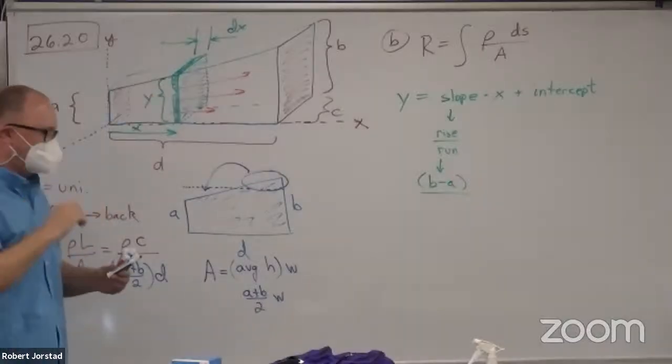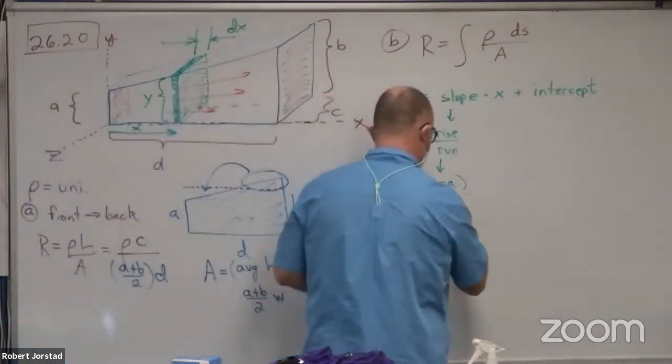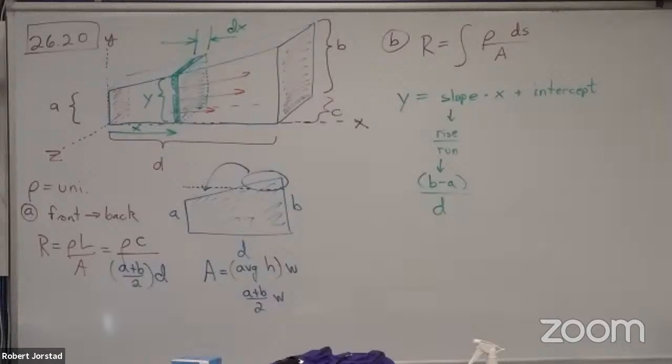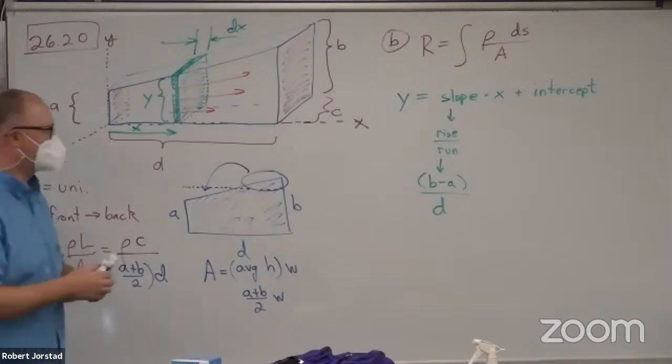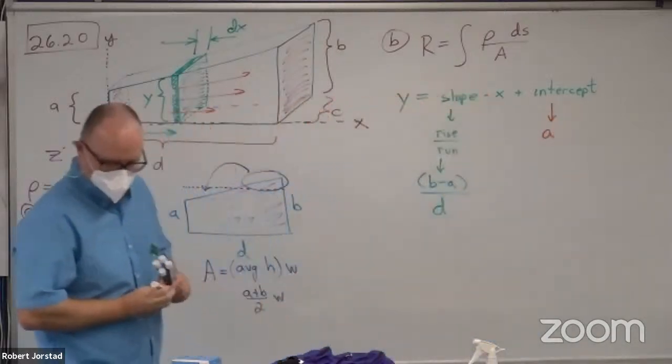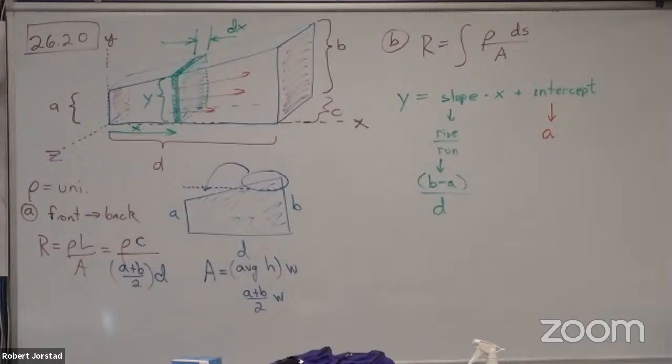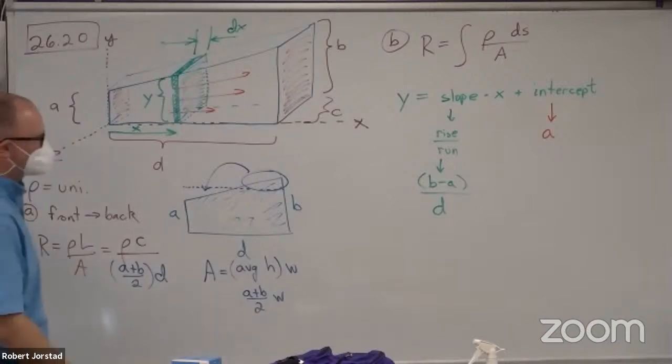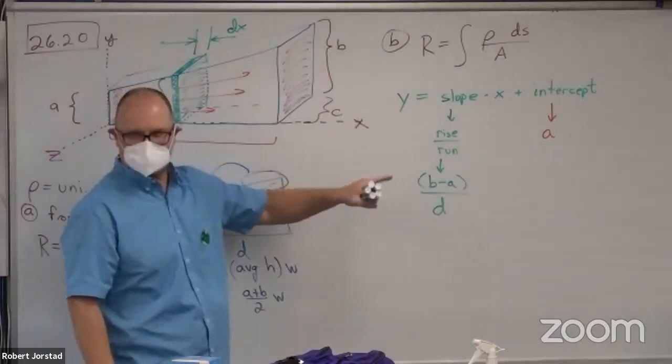D. I can't tell over Zoom if you're saying D. I'm going to assume you said D. All right. Is that good? Now, what's the intercept? The intercept's a. All right. I think we know all the pieces to plug in.